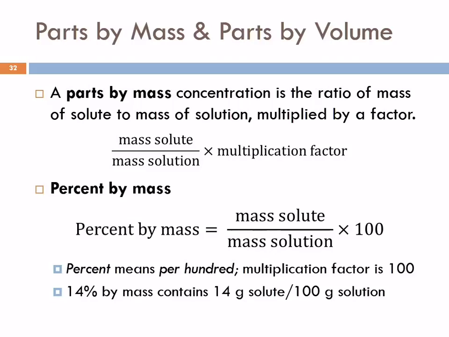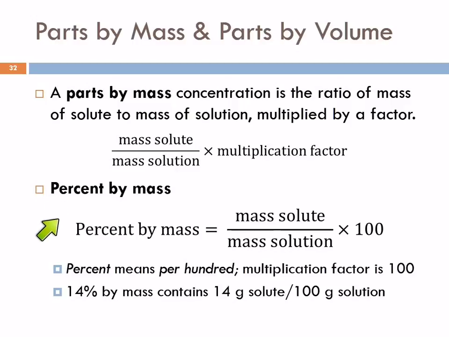Parts by mass and parts by volume. These are used a lot. If you get the water quality statement from the city, it lists a lot of the potential contaminants in the water in terms of parts per million, things like that. That's generally a parts by mass. It's the ratio of the mass of solute to the mass of the solution multiplied by a factor. The factor determines whether it's parts per million, parts per billion, etc.